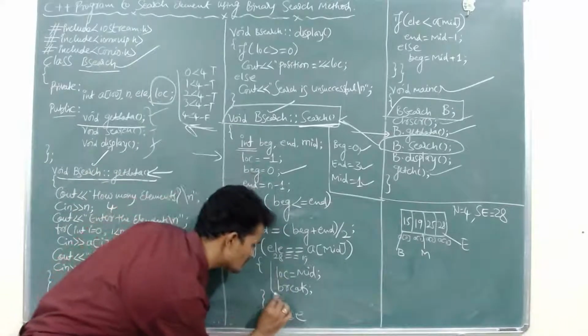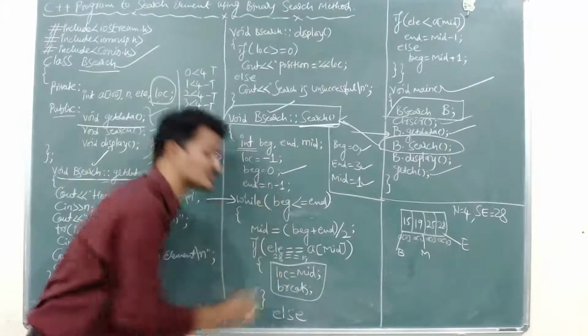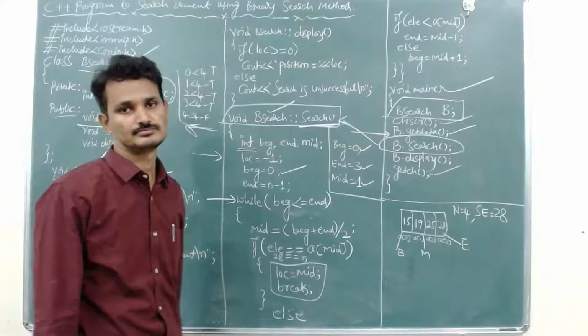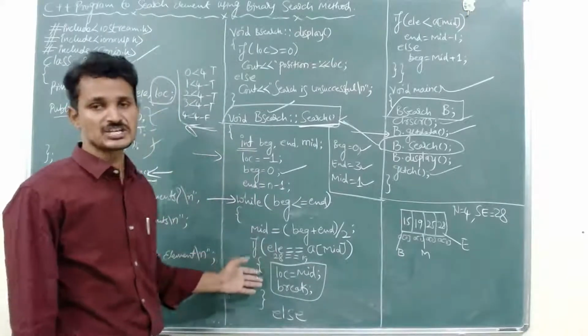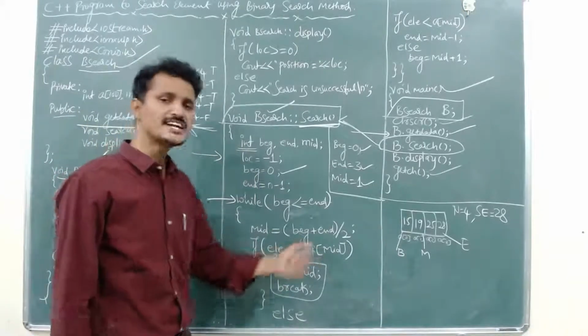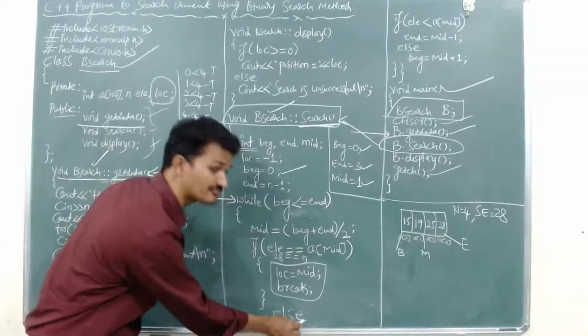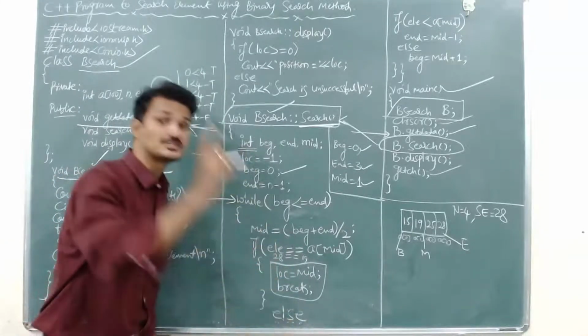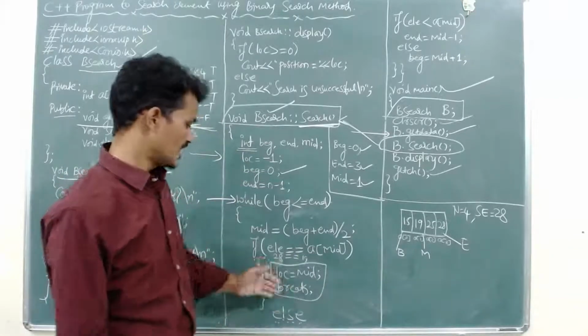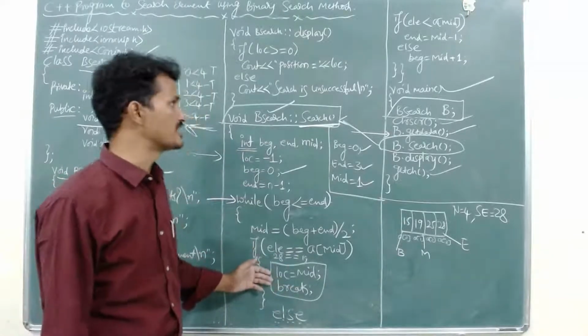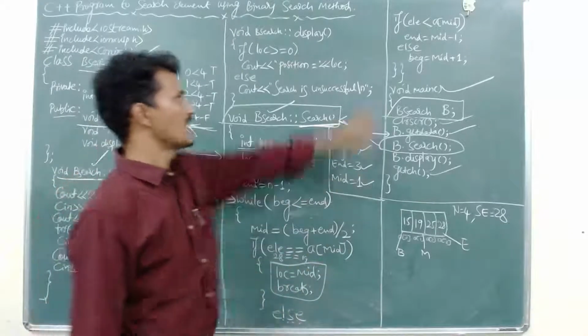These two statements will execute only when the condition is true. But our condition is false, right? 28 is not equal to 19. The condition is false. Condition false means I am going to execute after the else part. I won't execute these two statements.